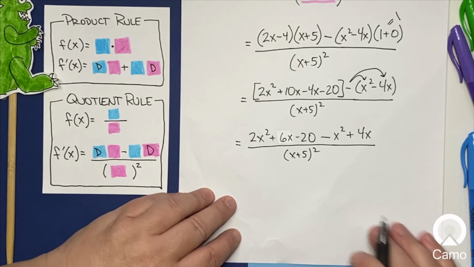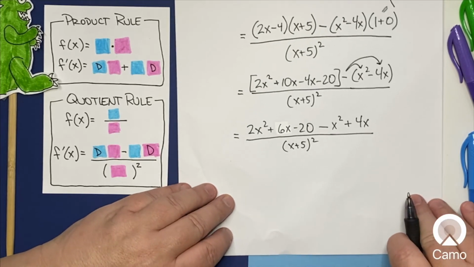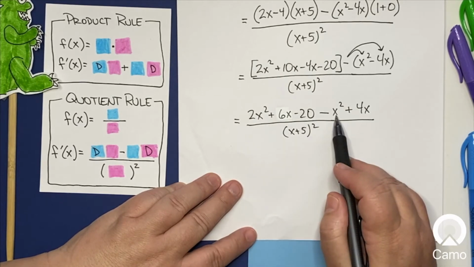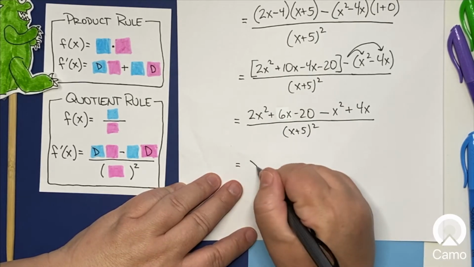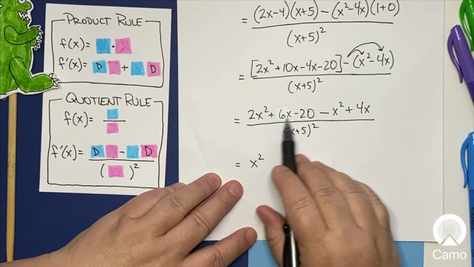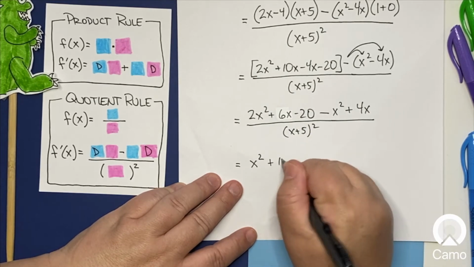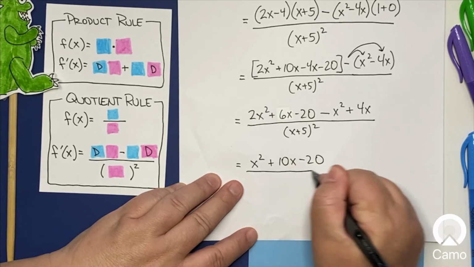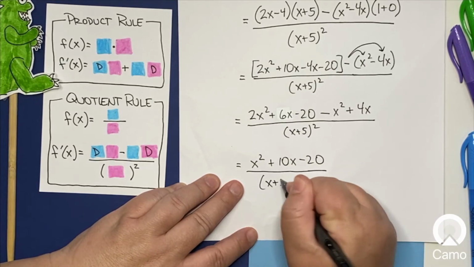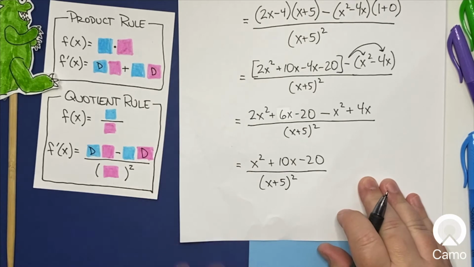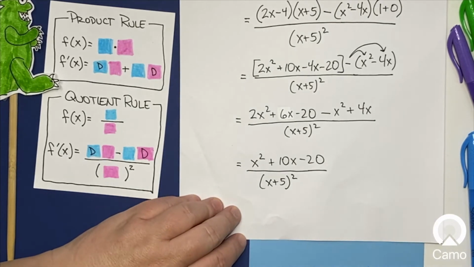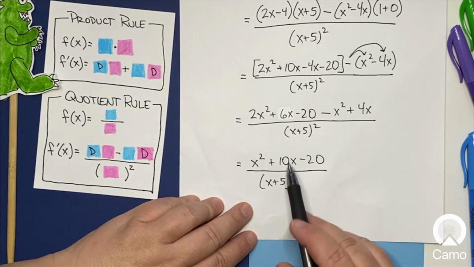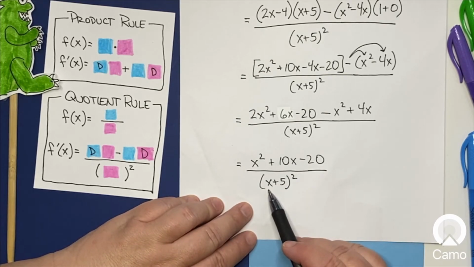Okay, we're almost there. Like I said, quotient rule, sometimes kind of brutal. 2x squared minus x squared, 6x plus 4x plus 10x, and then minus 20 all by itself. Next up, the last step is to see whether or not we can reduce.